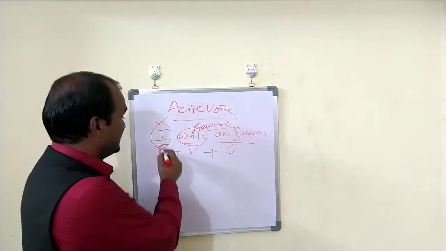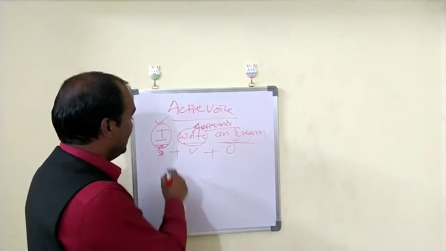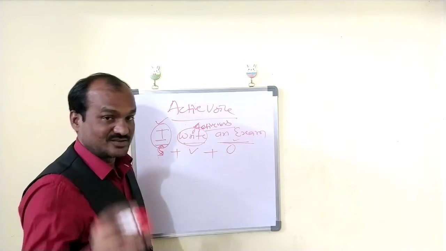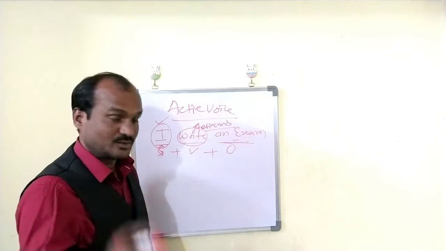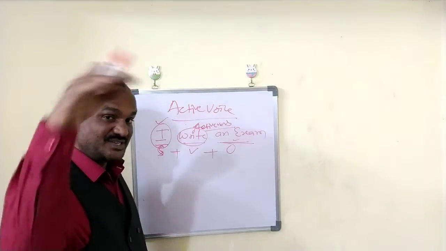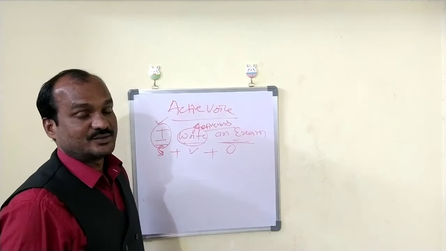One is subject oriented sentence is said to be in the active voice. In a sentence where the verb is in active form, such kind of sentence is said to be in the active voice. And in a sentence where subject is given more preference than object, such kind of sentence is said to be in the active voice.